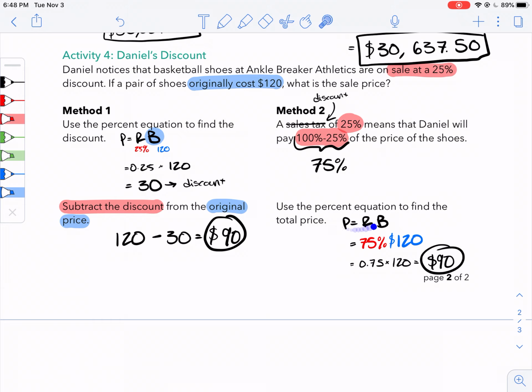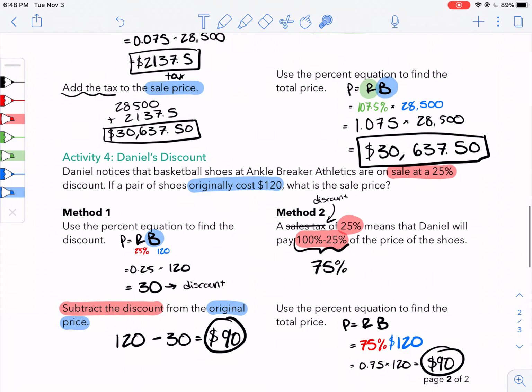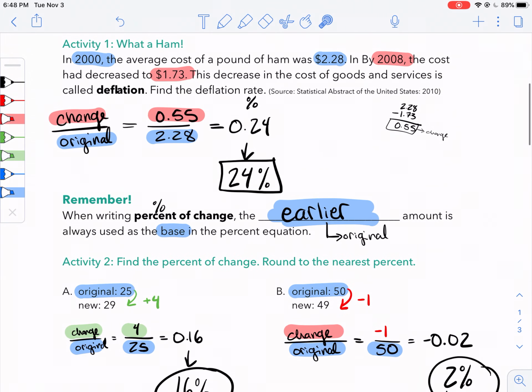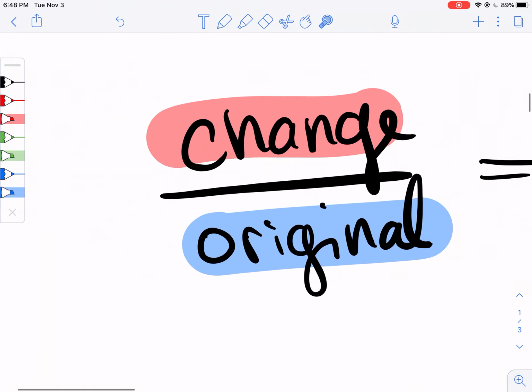So remember to use your percent equation. Percentage is rate times base. And when you need to find a percent change, you take the change divided by the original.